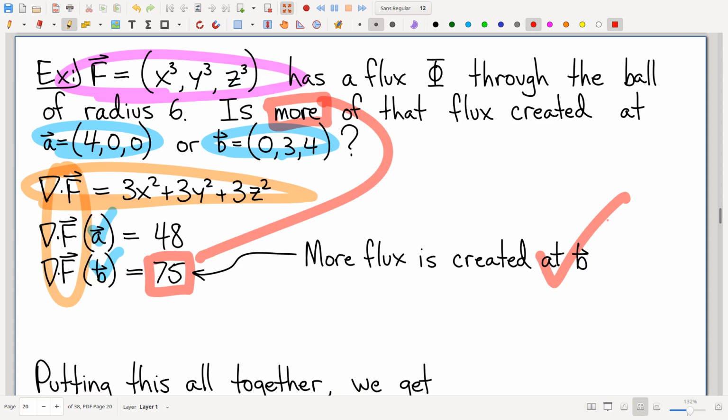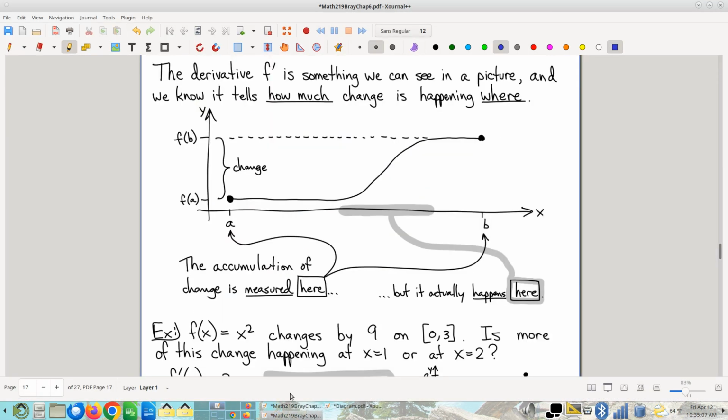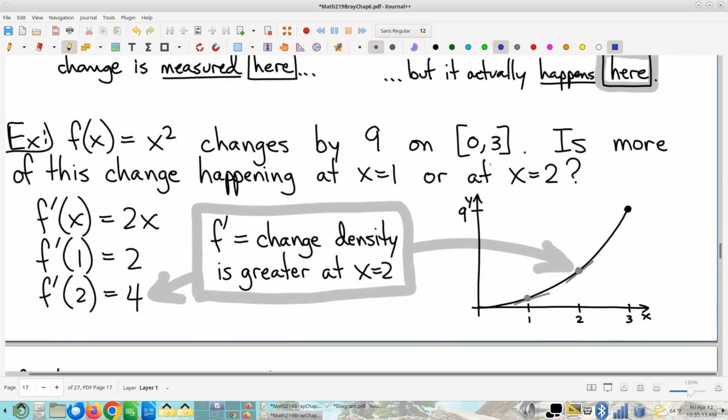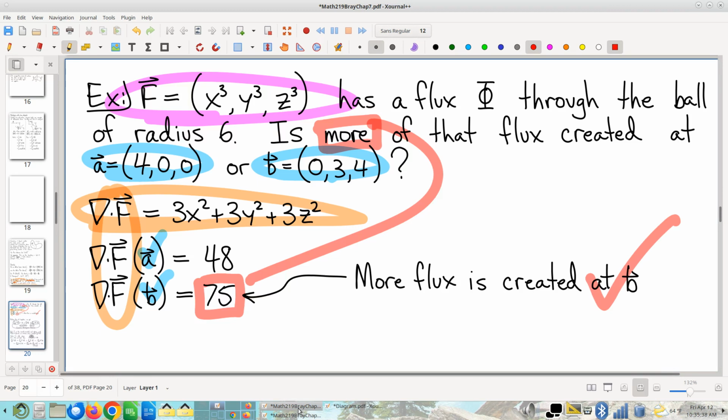Just like when we were looking at the fundamental theorem of calculus, the easiest analog to visualize: you look at a function like this, and you ask, is more change happening at 1 or at 2? Well, you look at the change density. The change density tells you which one has more change per unit length as opposed to which one has less change per unit length. So derivative is playing the density role here. Divergence is playing the density role here. What do you think? Is that satisfying?